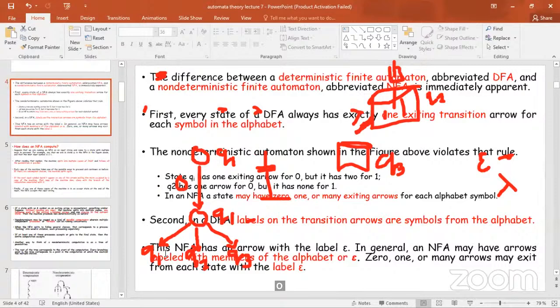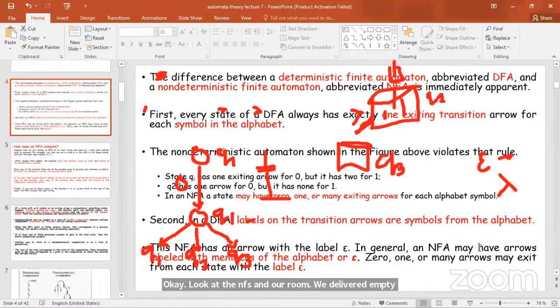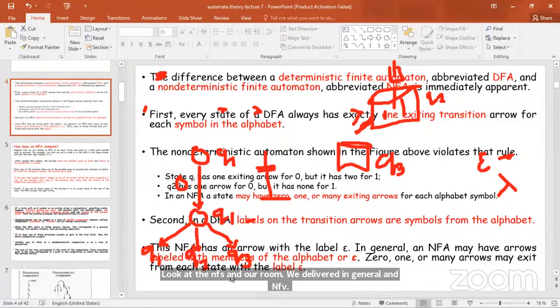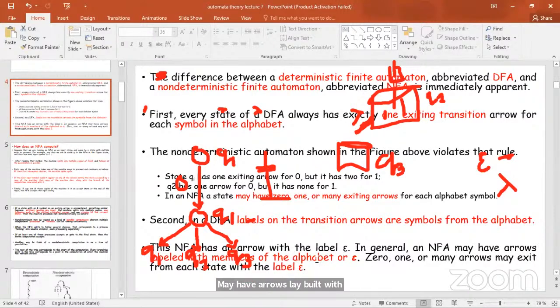Okay, look at here. The NFA has an arrow with the label empty set. In general, an NFA may have arrows labeled with members of the alphabet or empty set. Zero, one, or many arrows may exit from each of the states with the label.